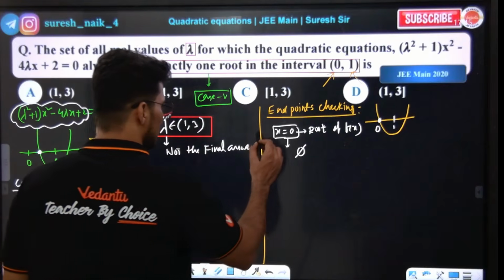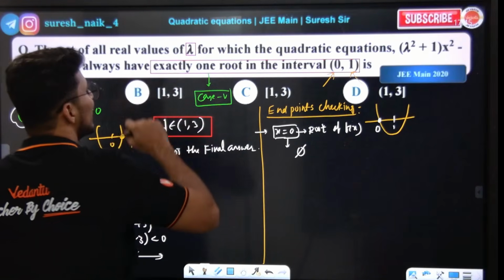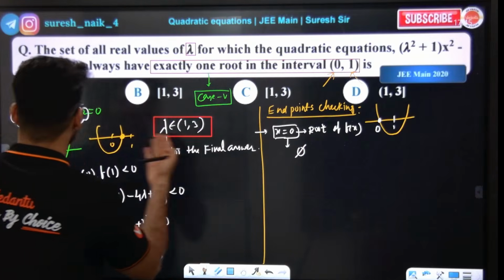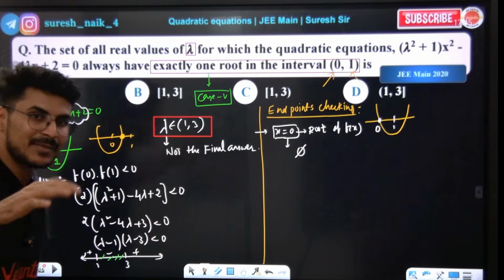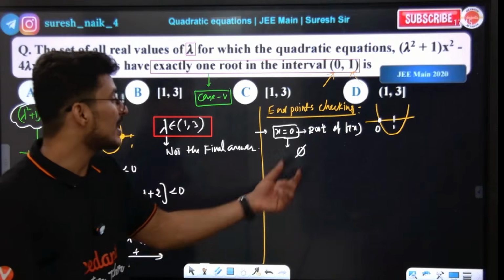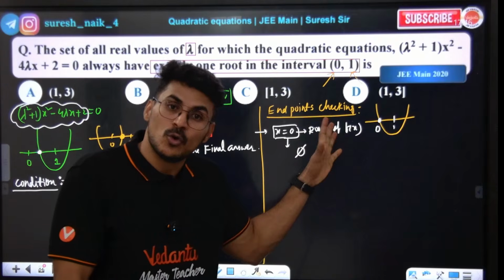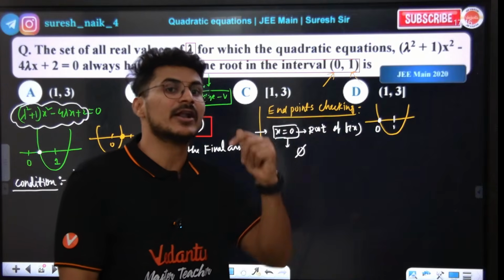Okay. Now I'll tell you one case. Guys, you are finding the lambda value. X is equal to 0. Take it, what is the lambda value you are getting? Lambda itself vanishes. Do you get any lambda value? No. X is equal to 0, we are not getting any lambda value.